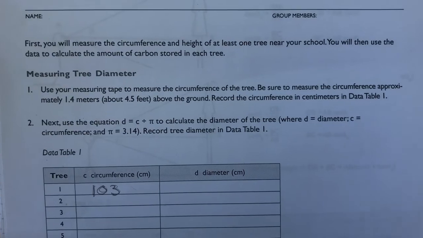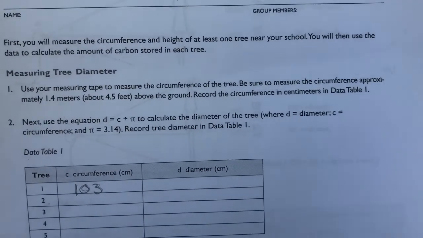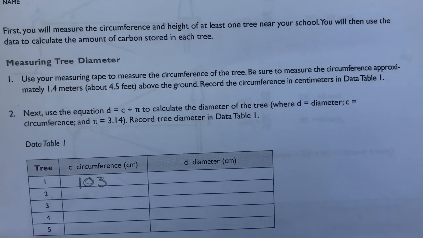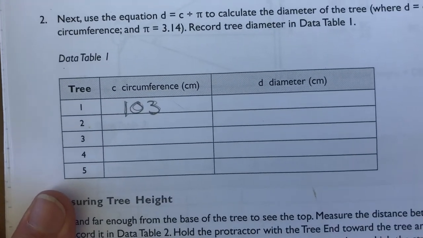So 1, use measuring tape to measure the circumference of my tree. I used a string and a ruler instead. And then be sure to measure the circumference approximately 1.4 meters above ground. Yep, record the circumference in centimeters in data table 1: 103.